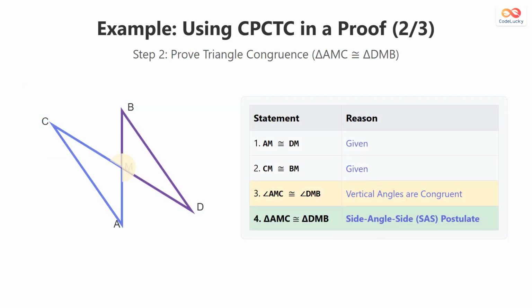We can build a proof. We already know from the given information that two pairs of sides are congruent. We can also see that the angles at MC and DMB are vertical angles. A property of vertical angles is that they are always congruent. Therefore, we have enough information to state that triangle AMC is congruent to triangle DMB because of the side-angle-side, or SAS, postulate.